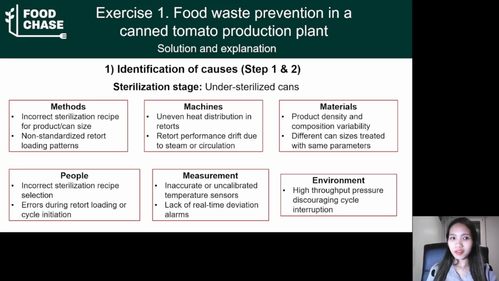In the method category, we have incorrect sterilization recipe for product and can size, and non-standardized retort loading patterns. For the machine category, we have uneven heat distribution in retorts, and retort performance drift due to steam or circulation. In the material category, there could be product density and composition variability, or different can sizes treated with the same parameters.